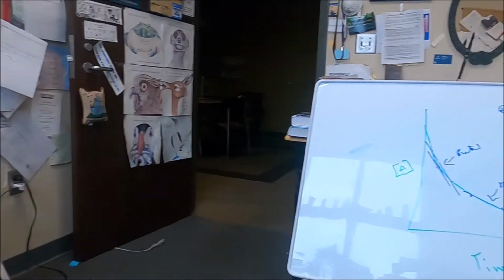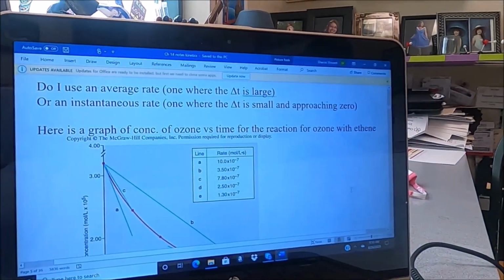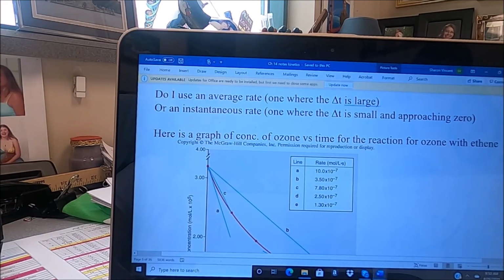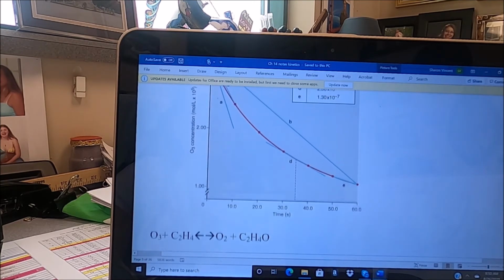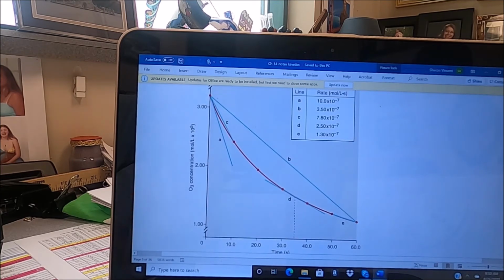Now I'm going to show you a pretty graph, one out of the book. Okay. Here's a reaction, the decomposition of ozone. Well, the ozone reacting with C2H4 to give us oxygen and C2H4O. Okay? And here's the graph of the concentration of ozone as a function of time.